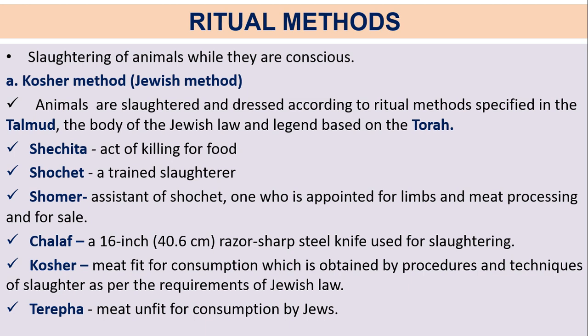Chalaf, a 16-inch razor-sharp steel knife used for slaughtering, is known as Chalaf. Kosher is meat fit for consumption which is obtained by procedures and techniques of slaughter as per the requirements of Jewish law. Terepha is meat unfit for consumption by Jews, known as Terepha.